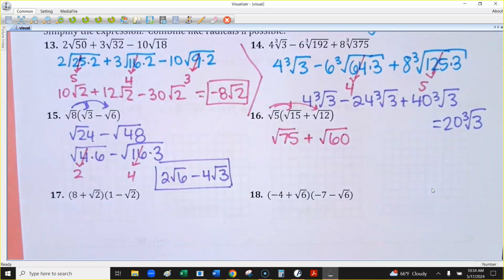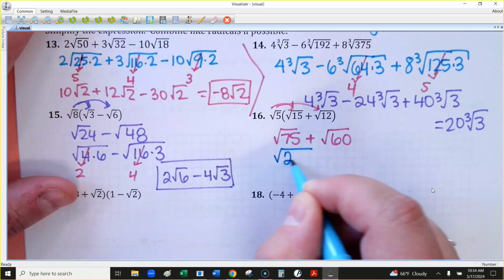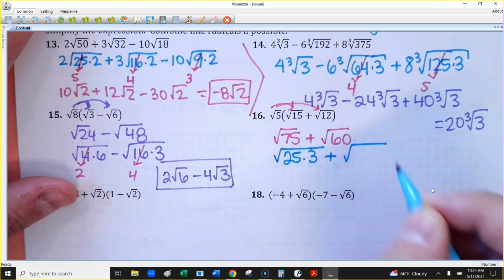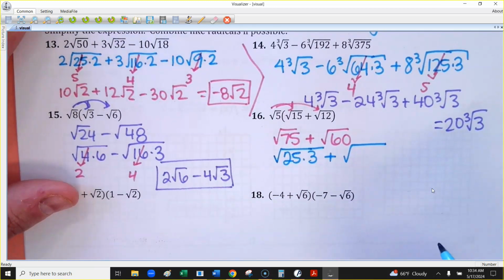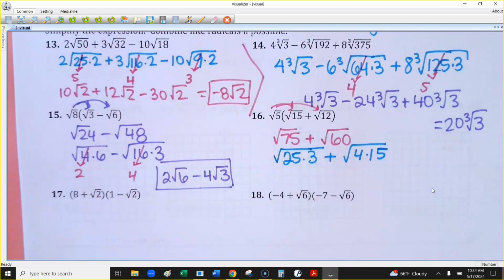Factor tree, if that's your jam, or if you want to do biggest perfect square, for 75, biggest perfect square that would go in is 25. And for 60, I think the biggest perfect square is just 4. So it'll be 4 times 15. Now, these will not be able to add, but we can simplify.